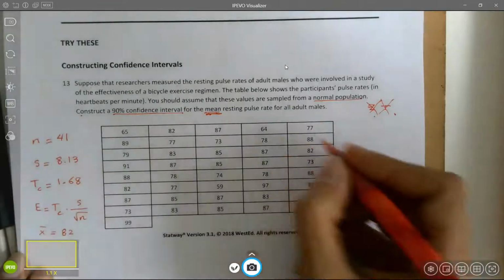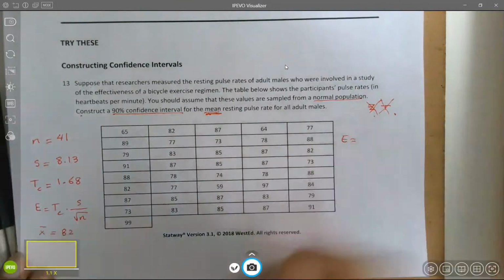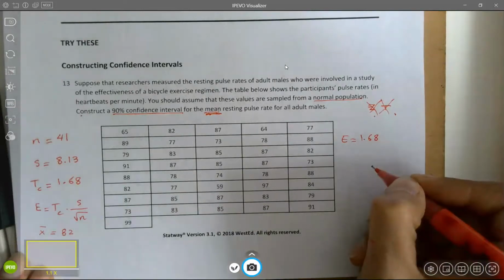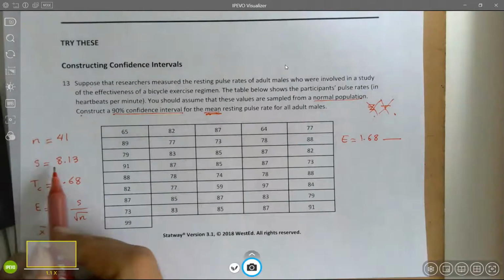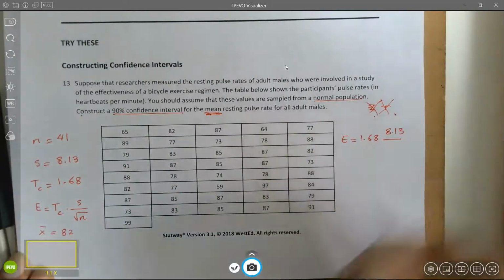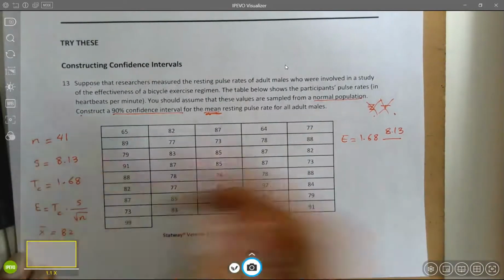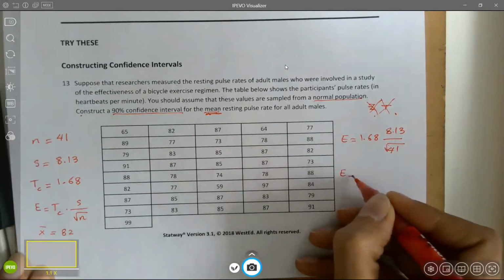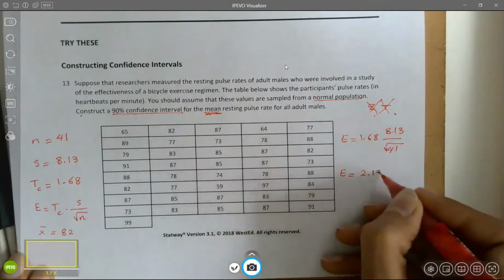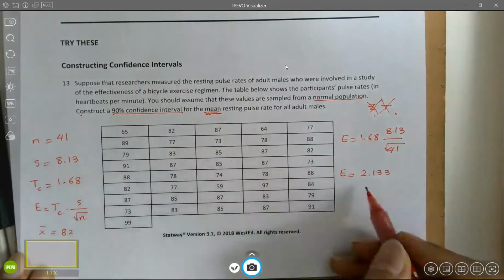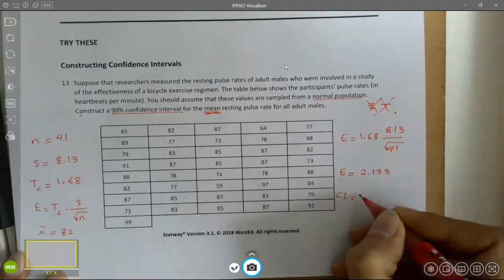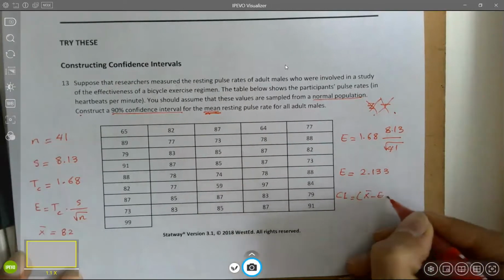Well, now we can easily find the margin of error. The margin of error is equal to TC, which we found as 1.68, times S divided by, so S is 8.13, divided by square root of 41. By using our calculator, E is 2.133.